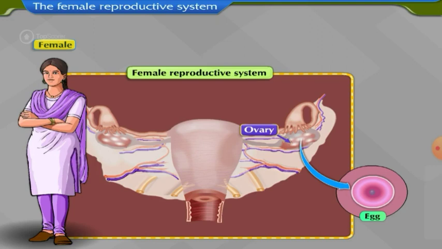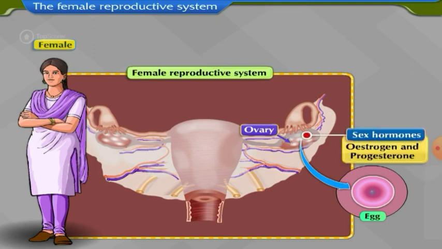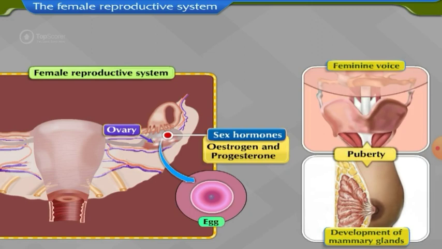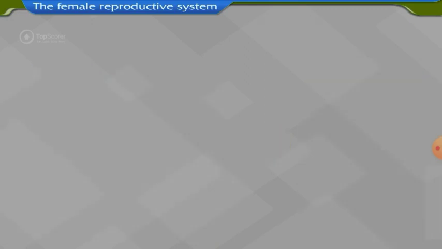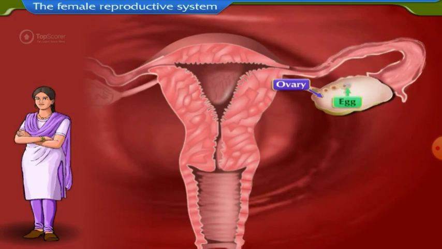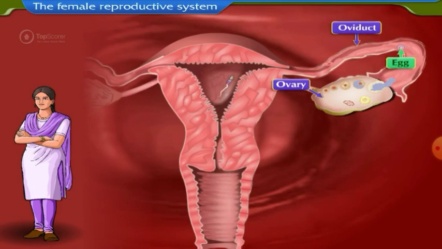Ovaries also secrete a hormone called estrogen, which brings about changes like a feminine voice and development of mammary glands in girls during puberty. The mature egg is released from the ovary. This process is called ovulation. The egg released from the ovary goes into the oviduct or fallopian tube.